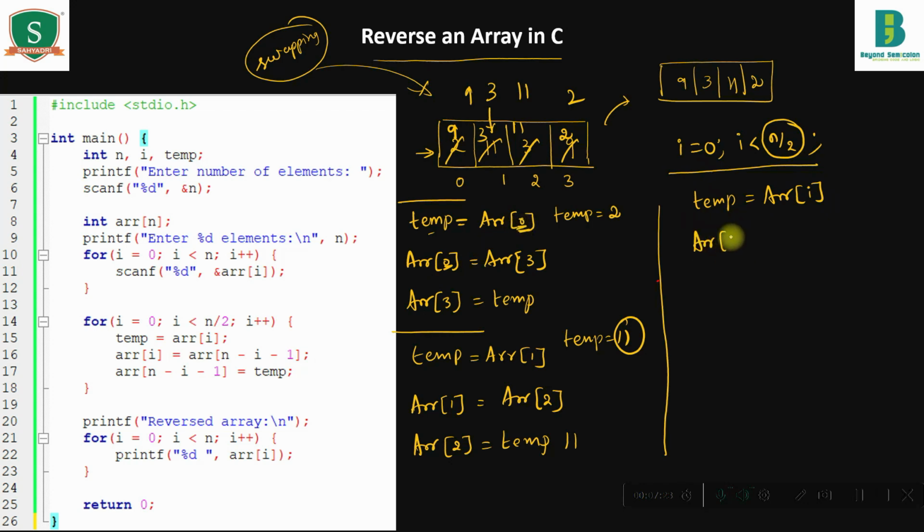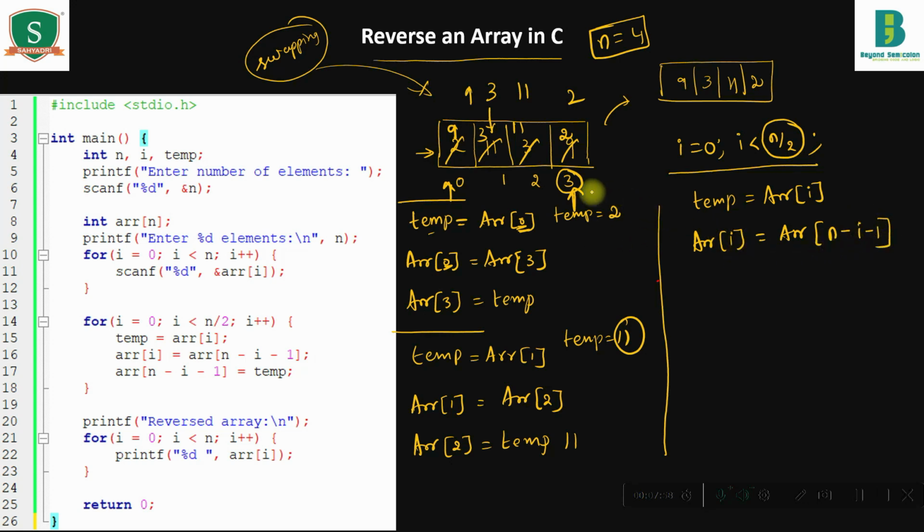Next, array of i is equal to, when I am dealing with 0, what is the value I want to shift with? 3. What is the n value here? n is equal to 4, that means the total number of elements. But here I need to hold the value that is there in the third index. How do I get the third index? Array of n, that is 4, minus i, that is 0, minus 1.